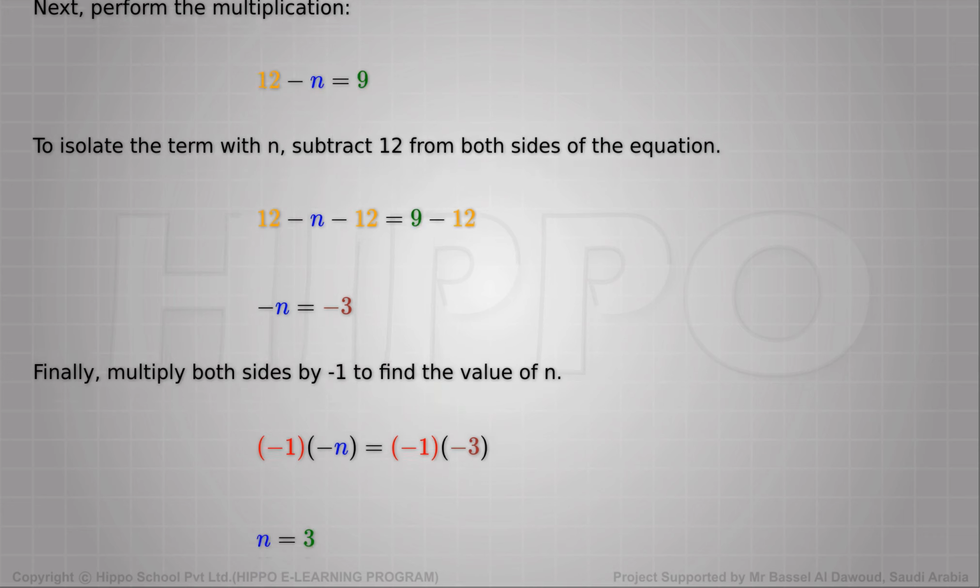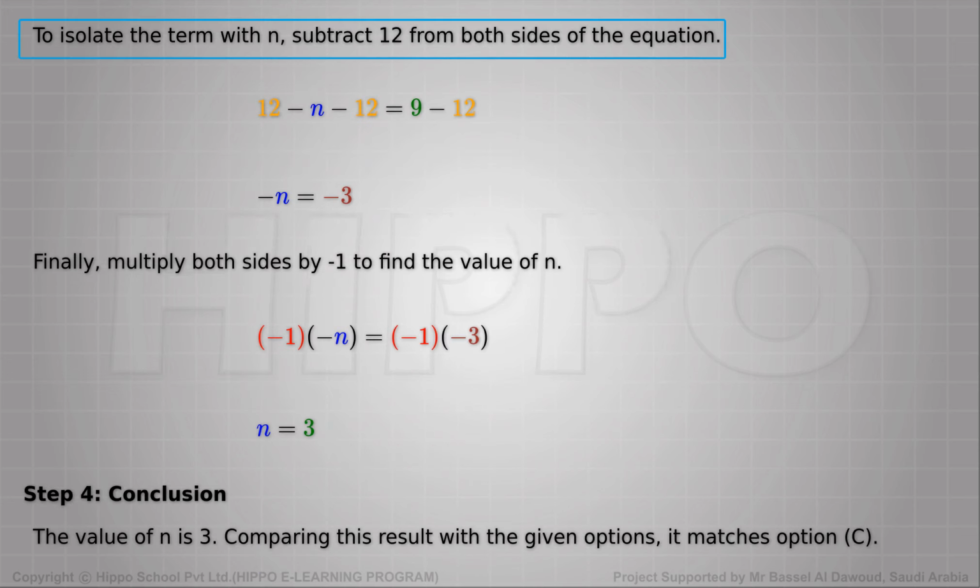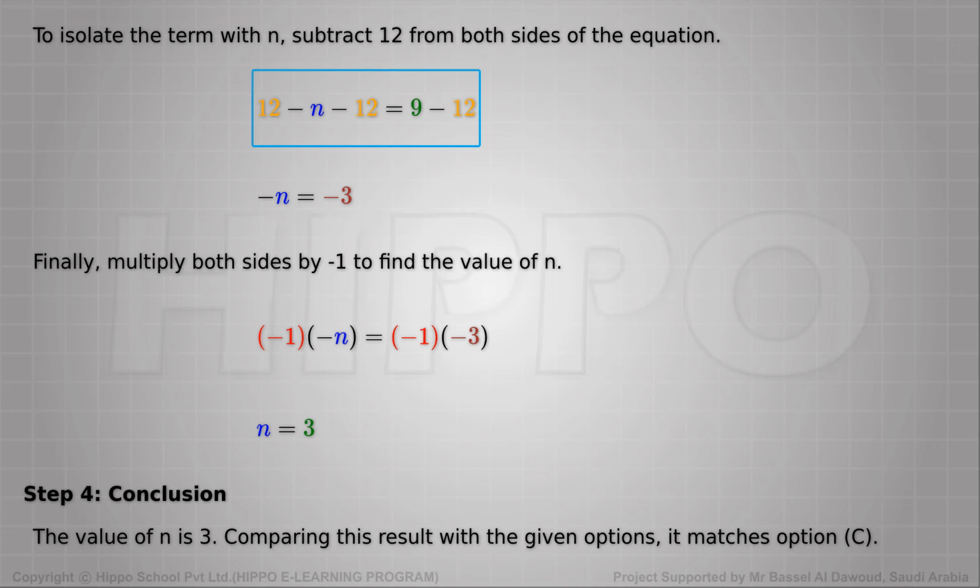Our goal is to get n all by itself. First, let's get rid of that 12 on the left side. To do that, we subtract 12 from both sides of the equation. On the left, 12 minus 12 is 0, which leaves us with just negative n. On the right, 9 minus 12 is negative 3. So now we have negative n equals negative 3.